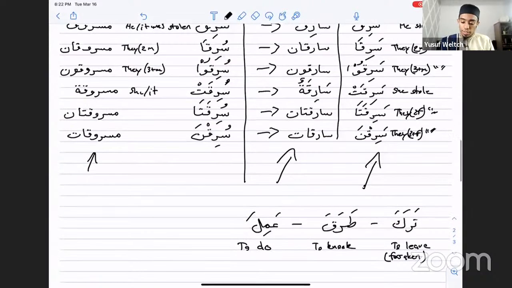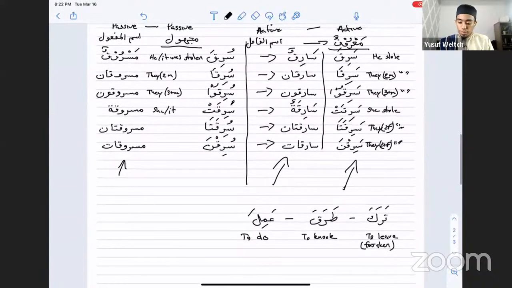How do I make each of these, instead of having them as a past tense verb, into a noun version of those verbs? So how would I say the first one, taraka? Tarikun. And it's a hadith, tarikun lidinihi. A person who leaves or abandons their religion, tarikun lidinihi. Literally it means a forsaker of their religion.